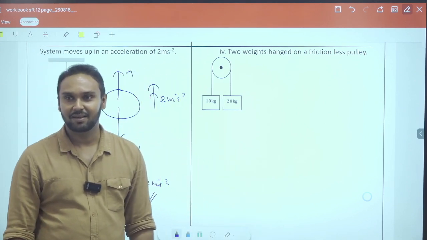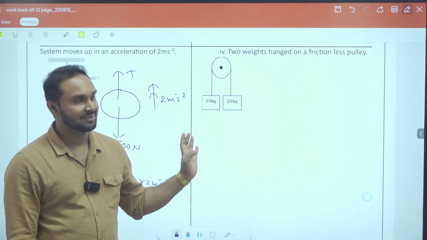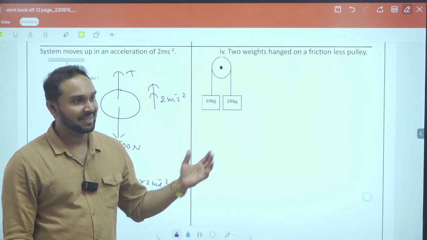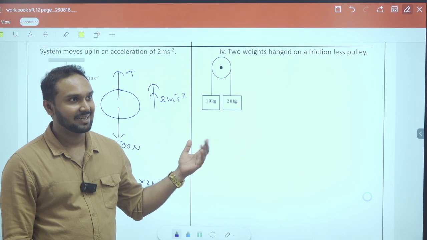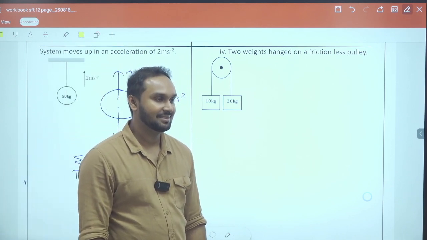Have you tried? You don't usually try something like this, right? Something that happens like this. We don't use a pulley.